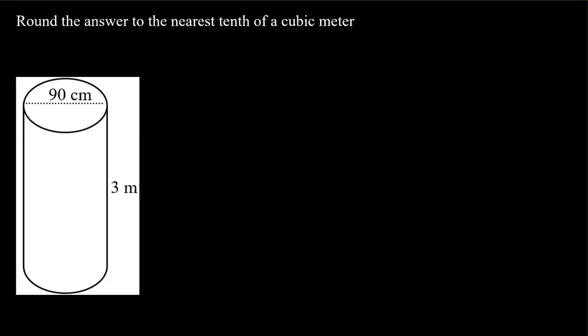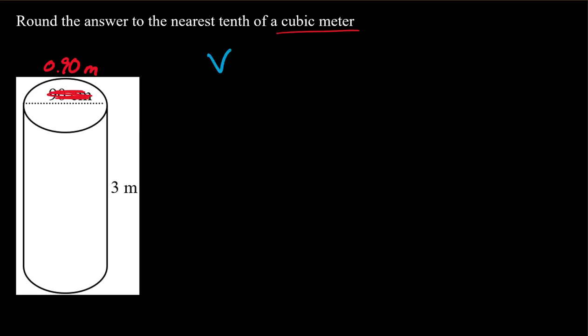Another example, it says round the answer to the nearest tenth of a cubic meter. So we probably want to express everything in meters straight out of the gate. Oh, I see that I have a diameter that's 90 centimeters. Let's change that into meters. So that's going to be 0.90 meters. But that's the diameter. Okay.